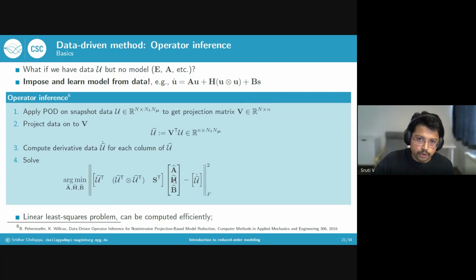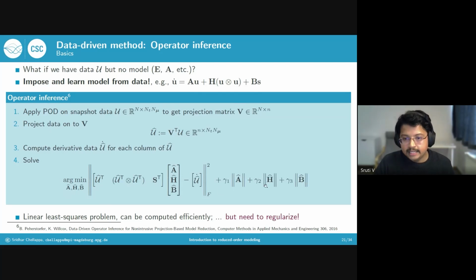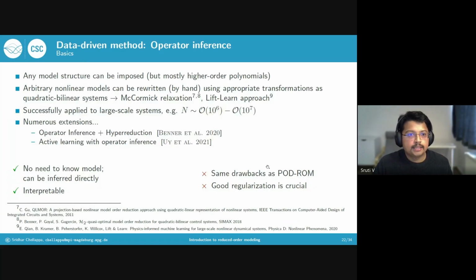And this allows you to formulate the reduced order model using these reduced matrices and then solve the ordinary differential equation. The key step in operator inference is, of course, you need to regularize. Without regularization, you usually do not get good results. Some more details about operator inference.